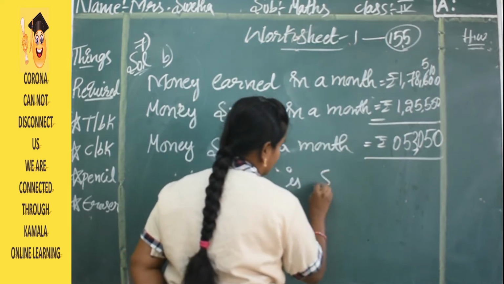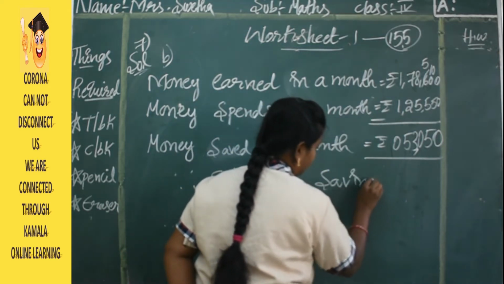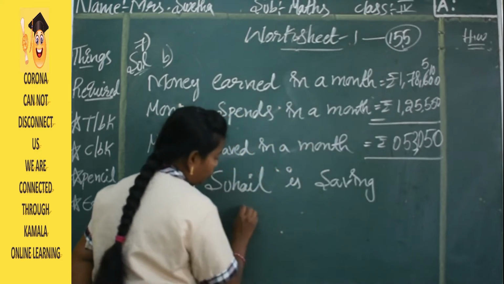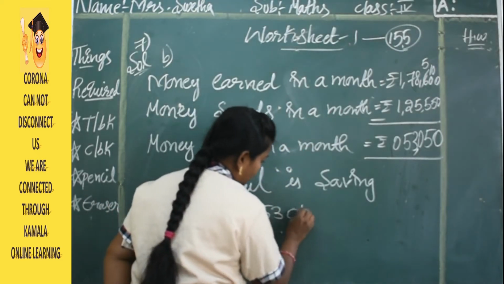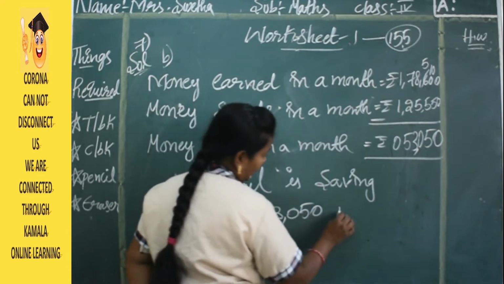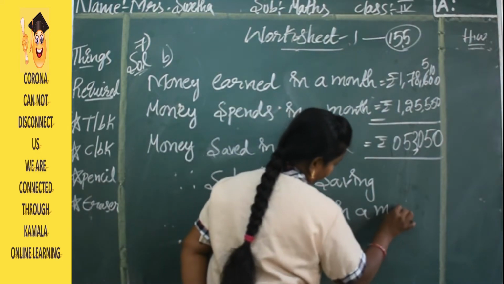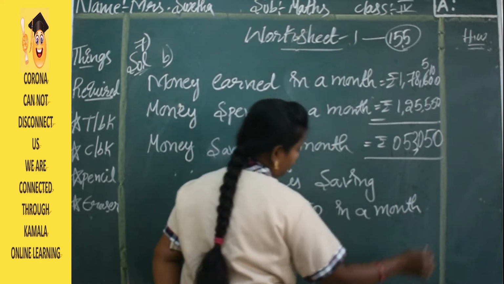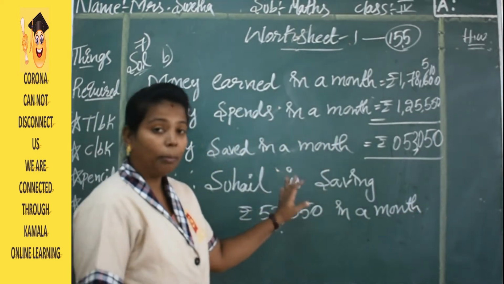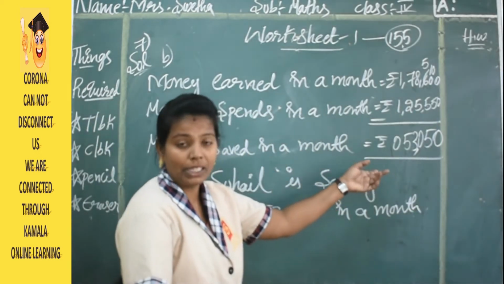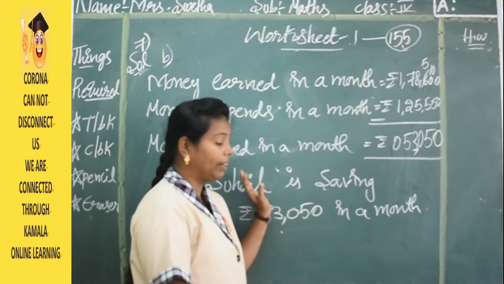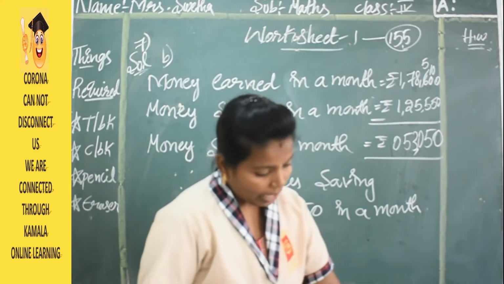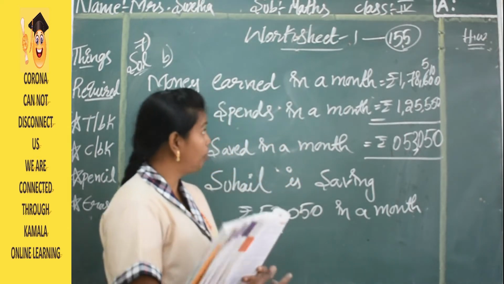Therefore Sohail is saving 53,050 rupees in a month. In 1 month he is saving 53,050 rupees, per month. Okay, and this is about your B1.